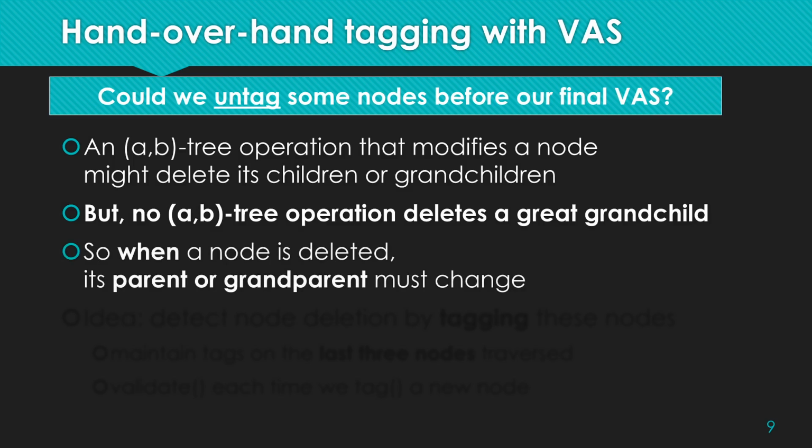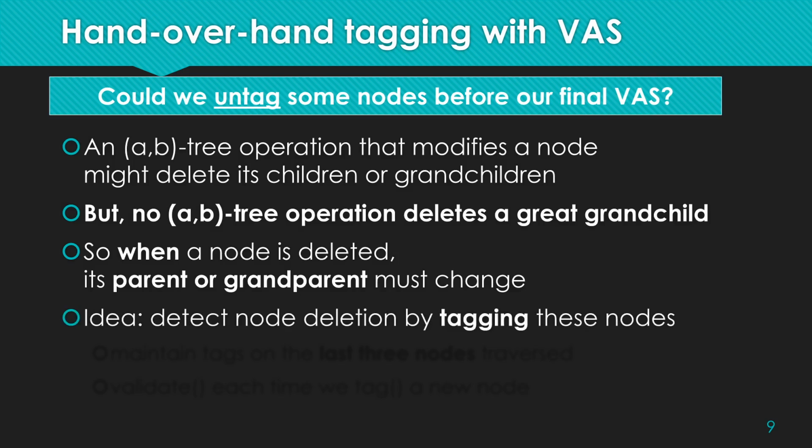So what does this tell us? This tells us that at the moment a node is deleted, it's deleted because its parent or grandparent changed. A pointer in its parent or grandparent changed. So this gives us some hope that maybe we could detect concurrent node deletion by tagging the parent and grandparent.